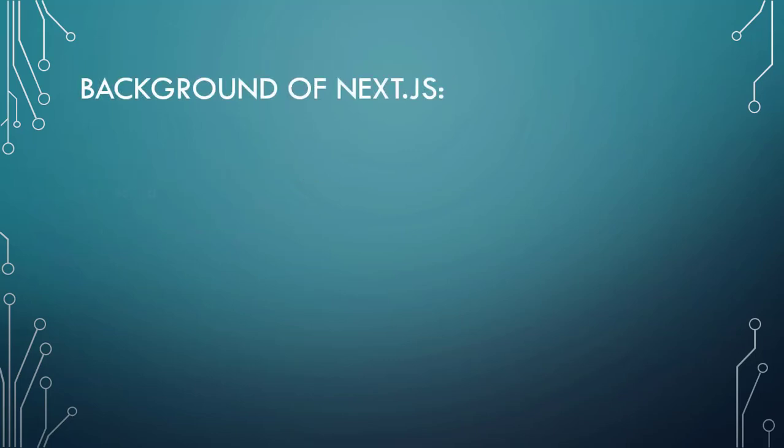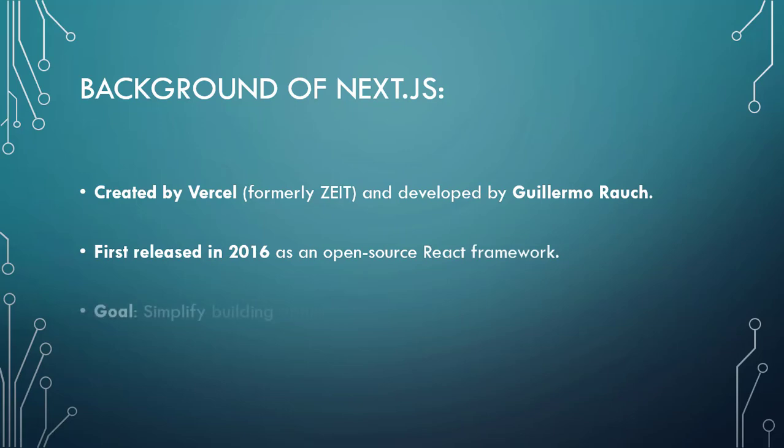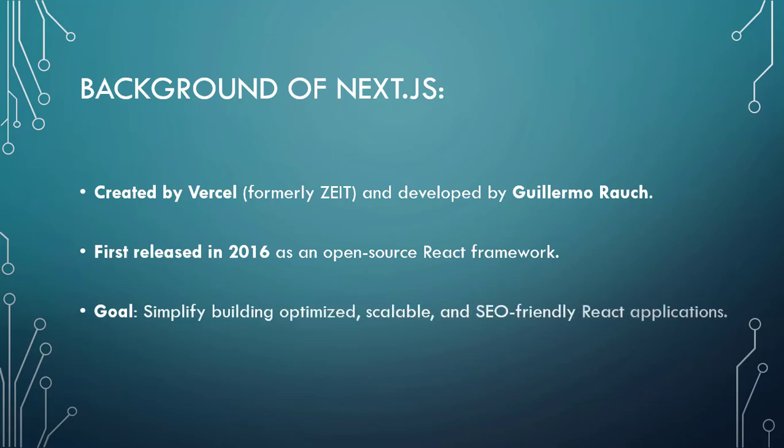Background of Next.js. Next.js is an open-source JavaScript framework built on top of React, developed by Vercel, formerly known as ZEIT. It was created by Guillermo Rauch and first released in 2016. The primary goal of Next.js is to provide an easy-to-use and powerful framework for building React-based applications that can be optimized for performance, SEO, and scalability.